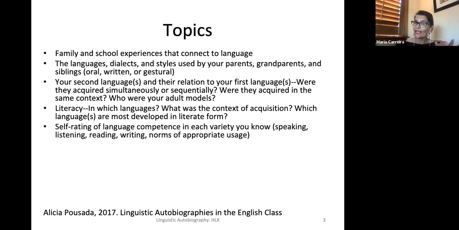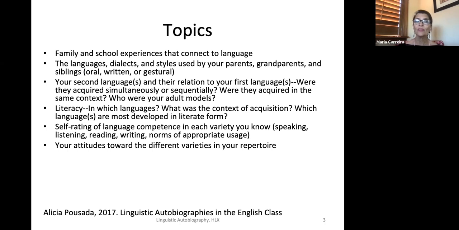Self-rating of competence in all four skills. This is a very good prompt because our students generally give a holistic self-rating of proficiency. Oh, I'm an intermediate student in Spanish. We want to get them to think very specifically about each of these skills. That's what a prompt like this would do.